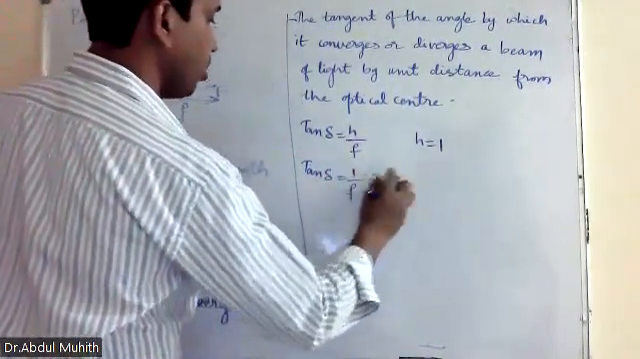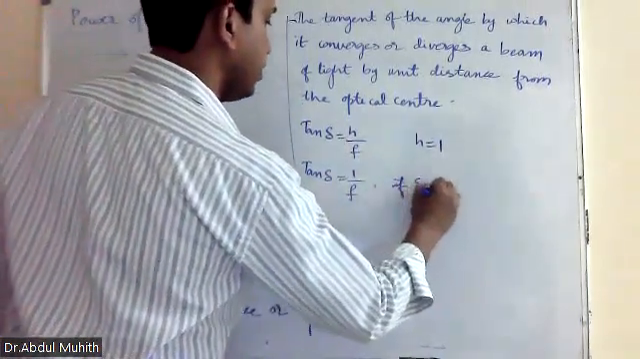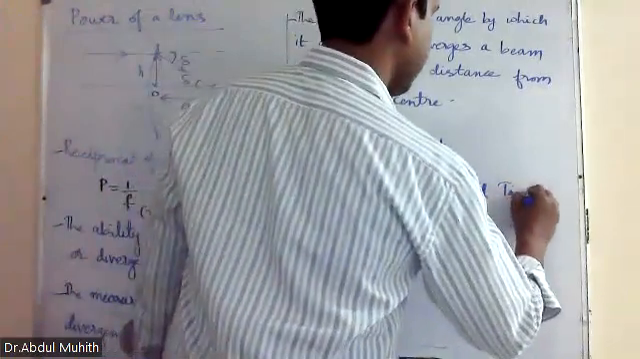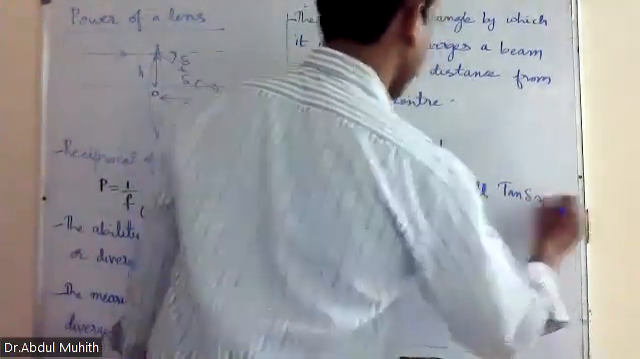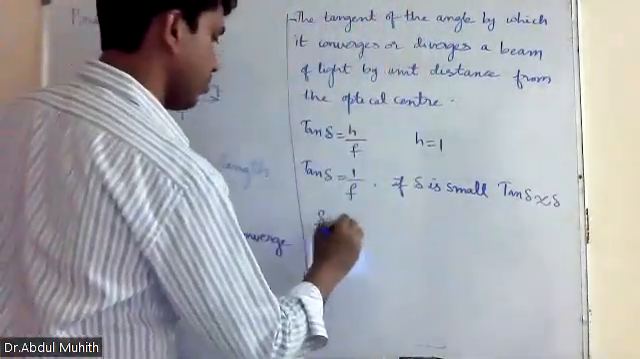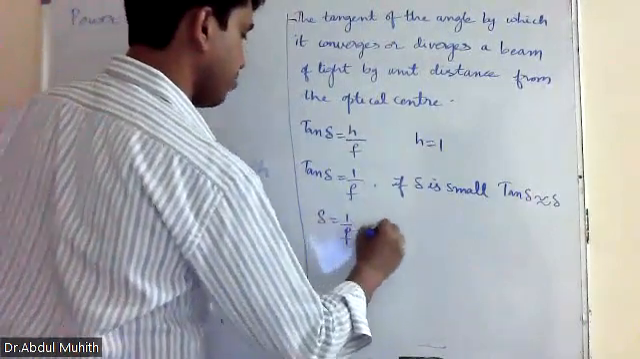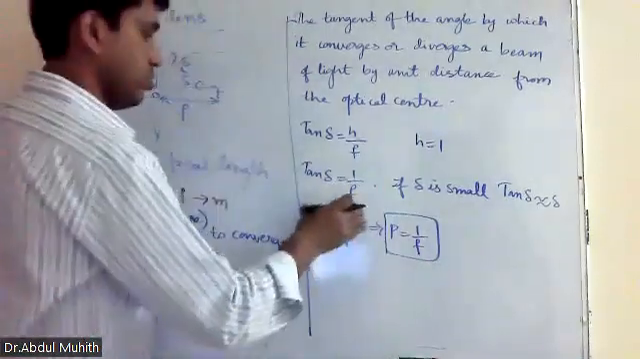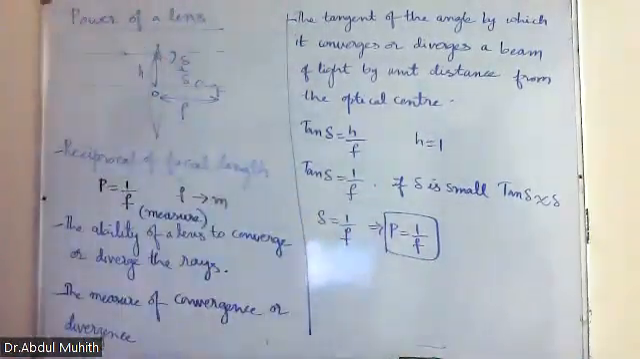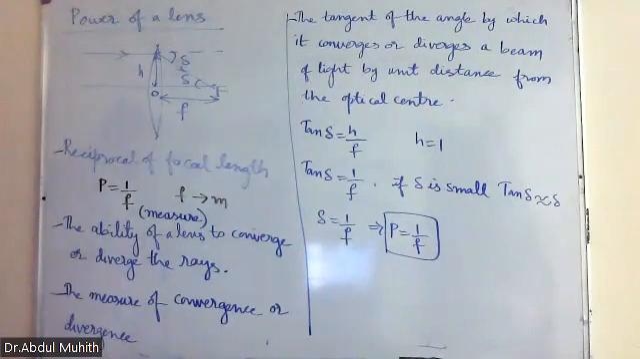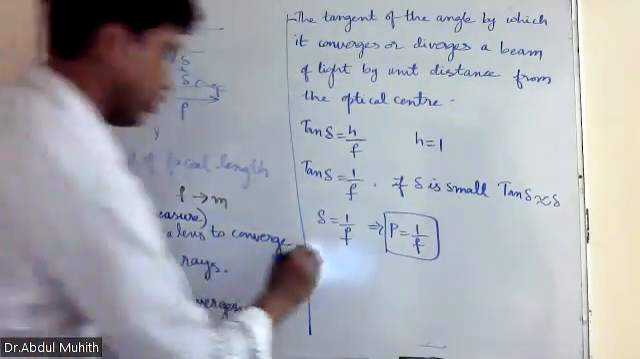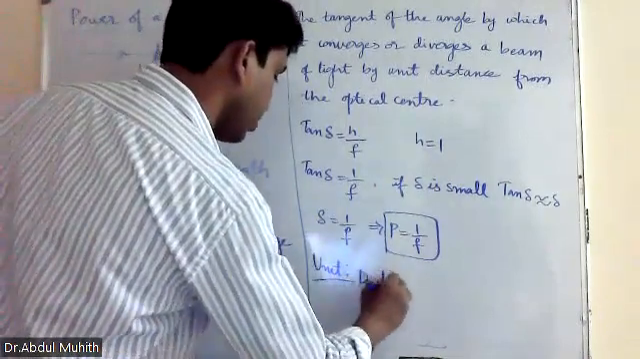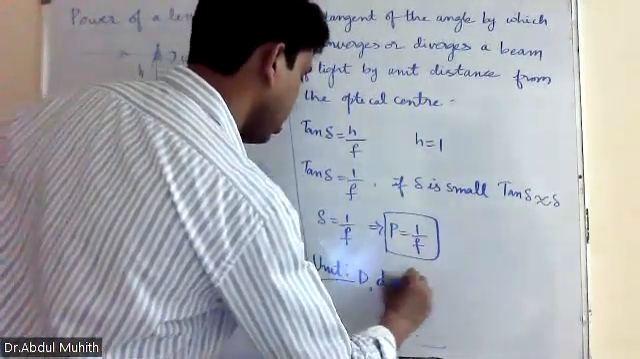Now, if delta is small, tan delta will be equal to delta. So we can write delta equal to 1 by L. So here we are writing P is equal to 1 by L. Understood? So it is the reciprocal of focal length. And the units of power are diopters, capital D, or per meter.